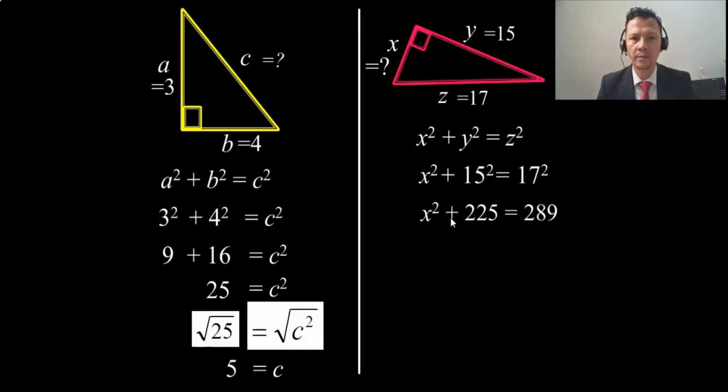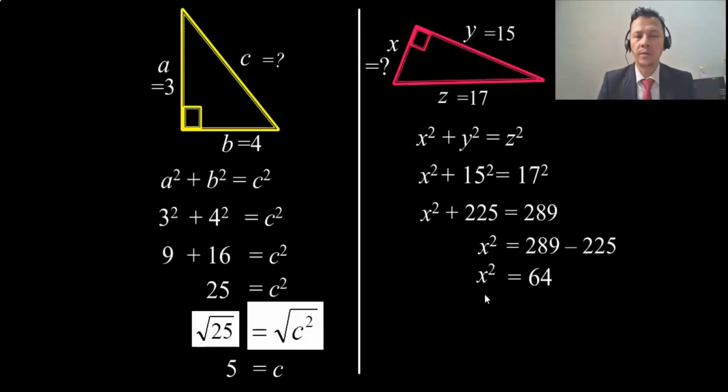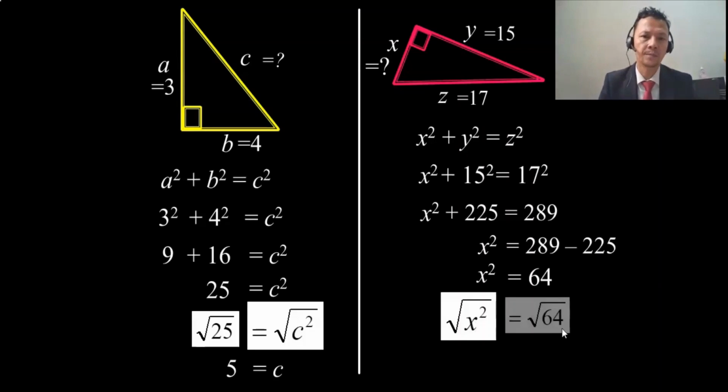Now if you look at this equation, along with x squared you have 225 added. So we need to take away 225 from both sides. Take away 225 from this side and take away 225 from this side. And we need to take away 225 from 289. And that gives us 64. We need to find the square root of that. So let's find the square root of x squared and the square root of 64. So the square root of x squared is just x, and the square root of 64 is 8, because 8 times 8 is 64.